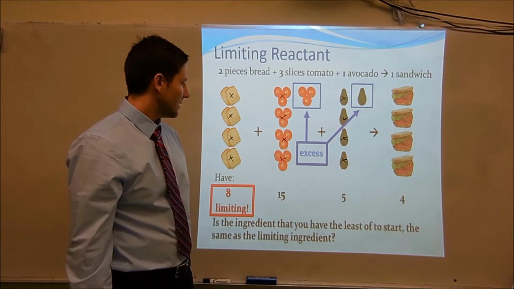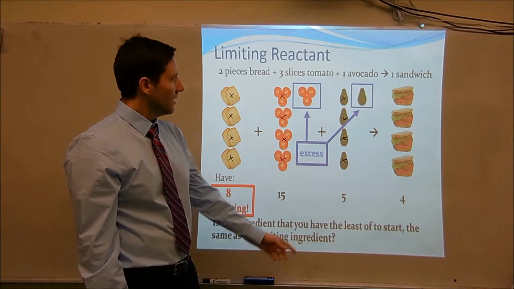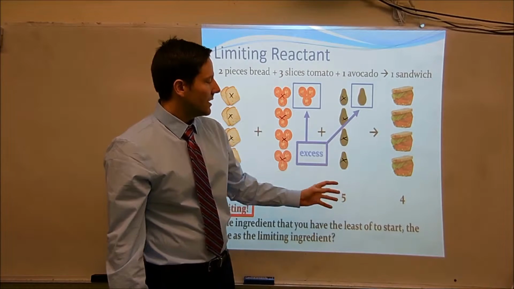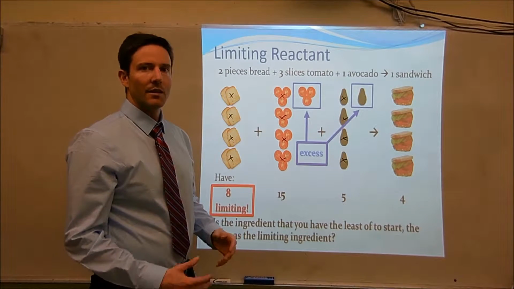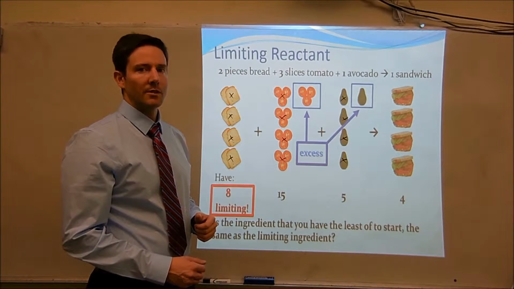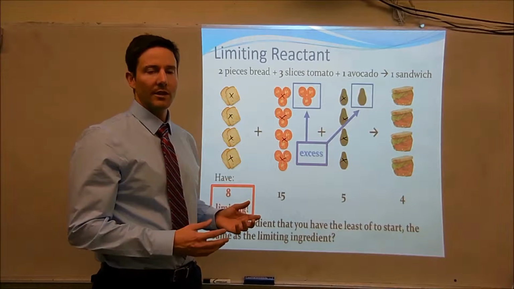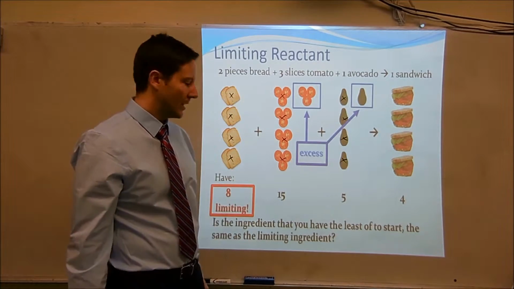So was the ingredient that you had the least of to start also the limiting ingredient? Well, you had 5 avocados. That was the least number of the ingredients. But bread was the limiting ingredient. So you don't always know just by looking at the number of ingredients that you have which one will run out first.